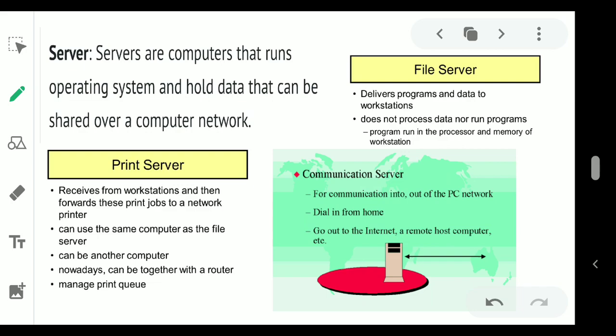Now coming to the communication server. A communication server is basically used to connect different network systems using different standards and to connect the network over a long distance. Next networking device is client or workstation.